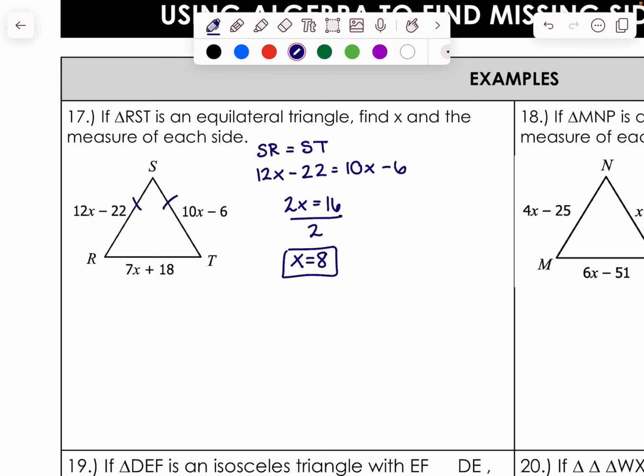Okay, so that's only part of the question. I do need to plug that back in. Okay, so let's say I plug it in for ST. I get 10 times 8 minus 6. So that's 80 minus 6, which is 74. And since it is equilateral, I know that every single side is going to equal 74. So SR, ST, and then RT are all equal to 74.